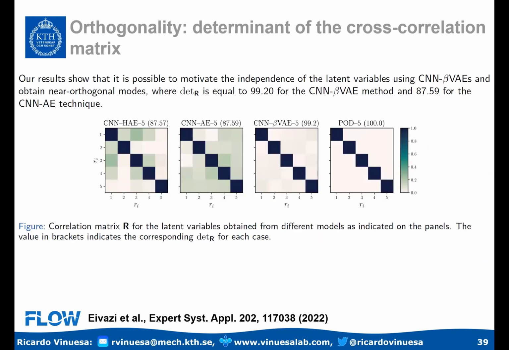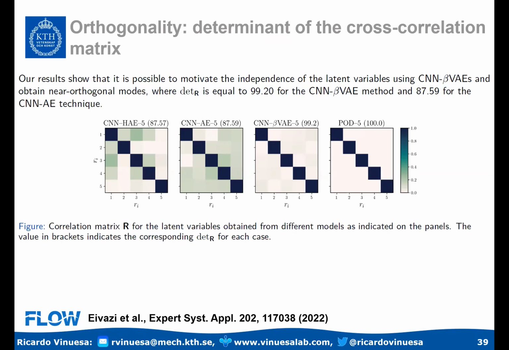And if we look at the orthogonality, this is the determinant of the cross-correlation matrix in latent space, but in physical space, it looks the same. The POD is, of course, having 100% orthogonality by construction, and the beta variation autoencoder gets over 99% orthogonality. So the off-diagonal terms are almost 0 in all the cases.